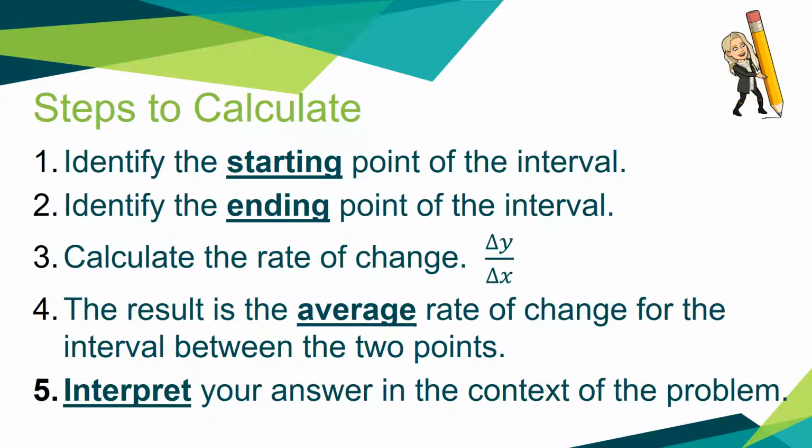So we have 5 steps to calculate the rate of change. The first step I need you to write down is identify the starting point. Understand where we need to start. The second one is identify the ending point of the interval. Start point, end point, first 2 steps. Step number 3 then is to calculate the rate of change using this delta y over delta x. Remember, that's just the change in y's over the change in x.